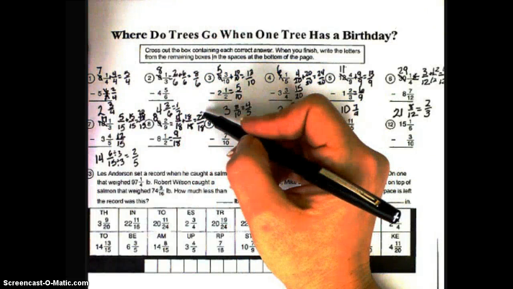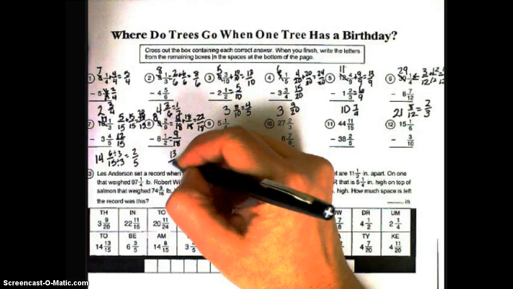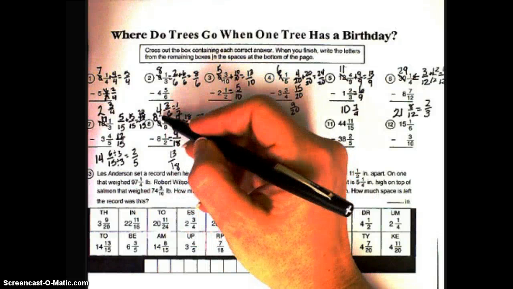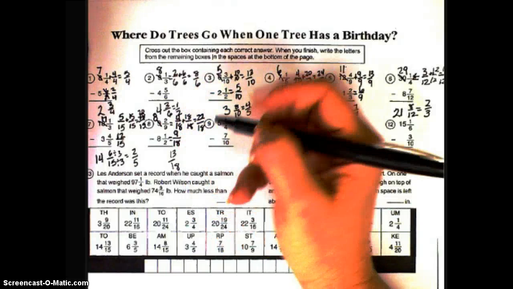Okay, so we were subtracting 22 minus 9, and we get 13/18, and then we can finish with our whole number, and 8 minus 8 is 0, so our final answer then is just that 13/18.